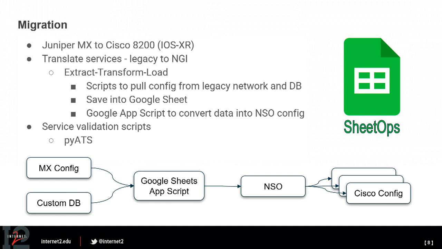We then had an app script in the background that could read in that data, because now you have structured data, and convert that to NSO service models on another tab in that sheet. Engineers would then be able to copy that data and paste it into NSO for their migrations. So this really helped. One, it gave engineers familiarity with what these service models look like.